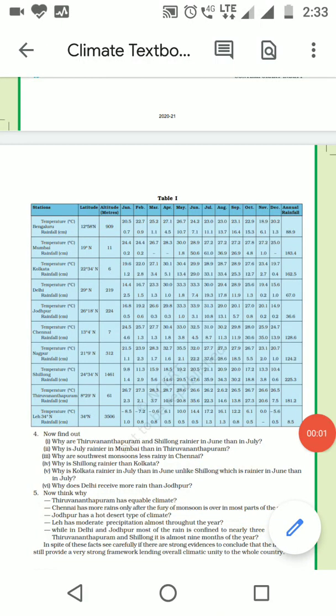Yes, page number 41 of your page. Here the table 1 is given. In this table number 1, you are going to add one more column at the end. That column will be range of temperature.